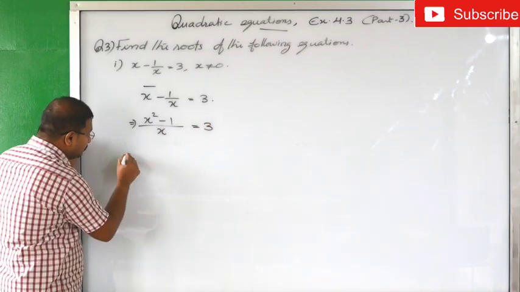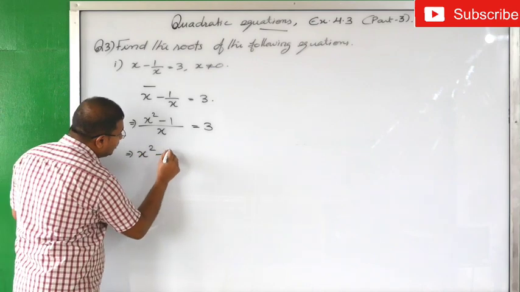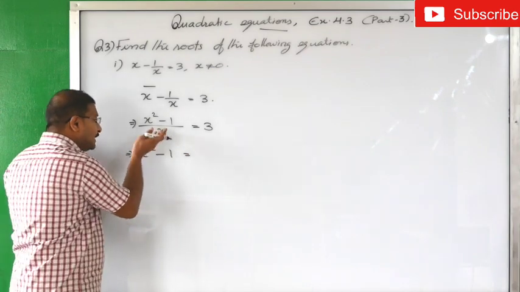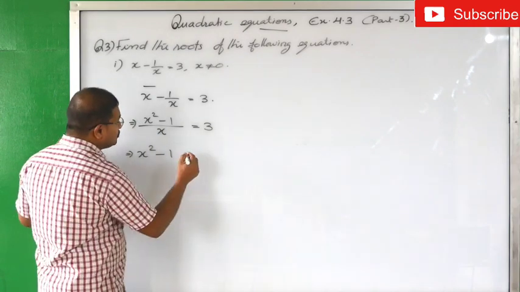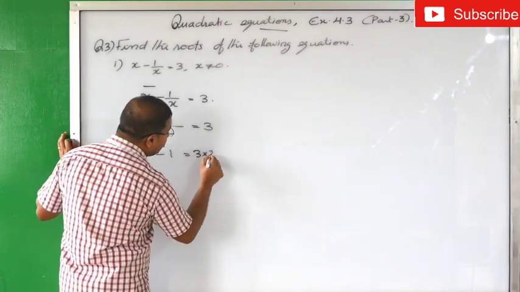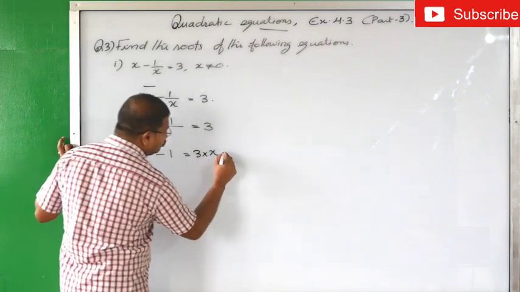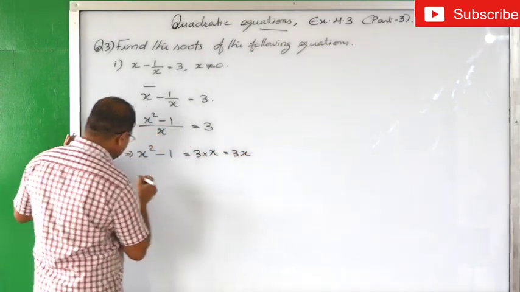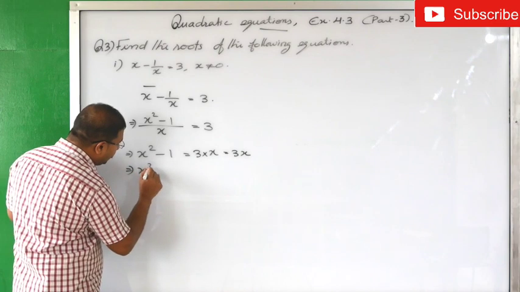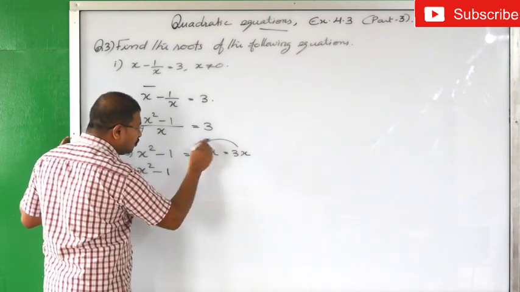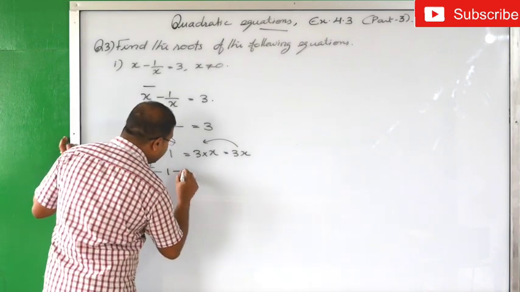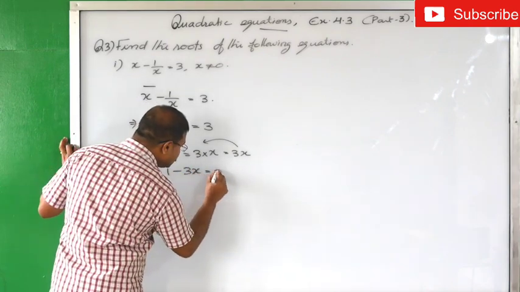Now what we will do? This implies x square minus 1 equals, see, this x is dividing. So if it goes next side, multiply, isn't it? So what you will do? 3 into x, that means 3x. That implies x square minus 1. See, this 3x goes next side. Minus 3x equal to 0.